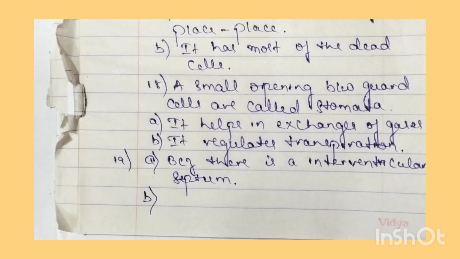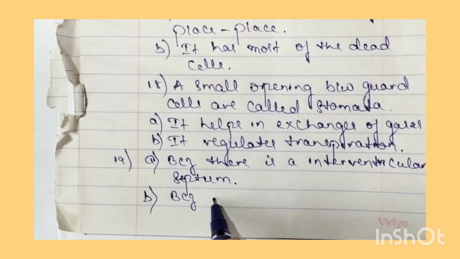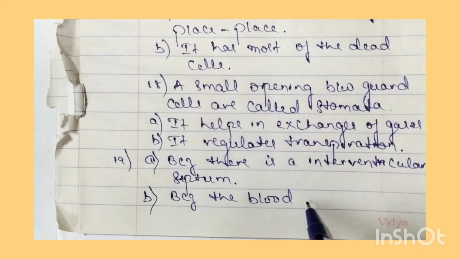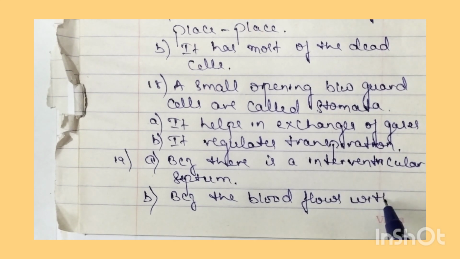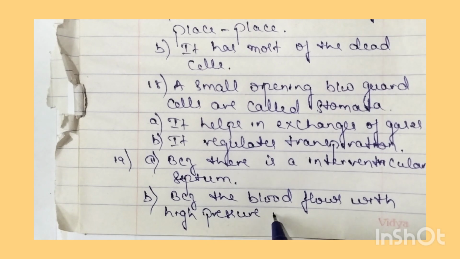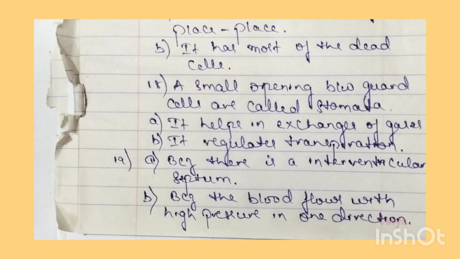Then the second reason: arteries have no valves because the blood flows with high pressure in one direction. Blood flows with high pressure in one direction. So this is the answer for the 19th question.